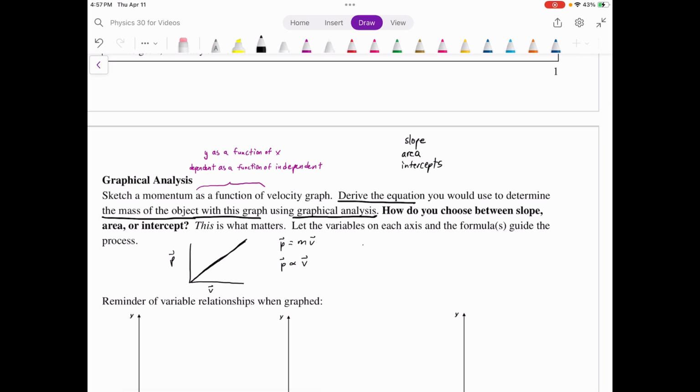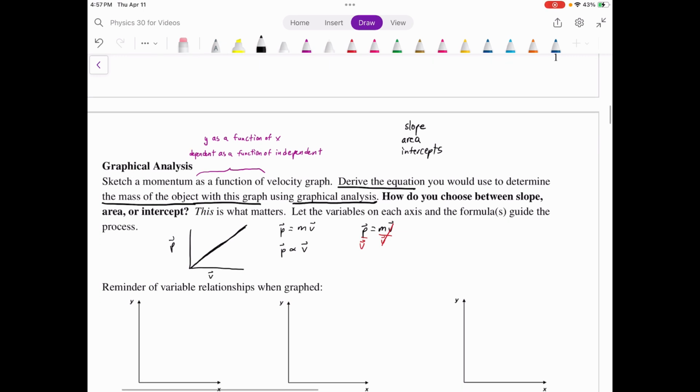Because look, momentum equals mass times velocity, right? We're asked to derive an equation that could be used for graphical analysis to determine the mass. Well, divide both sides by velocity to solve for mass, and then look at what the equation tells us to do with y and x. It says take the momentum, well, that's on our y-axis, and divide it by the velocity. That's on our x-axis. So we're dividing a change in y over a change in x, right? This is y over x.